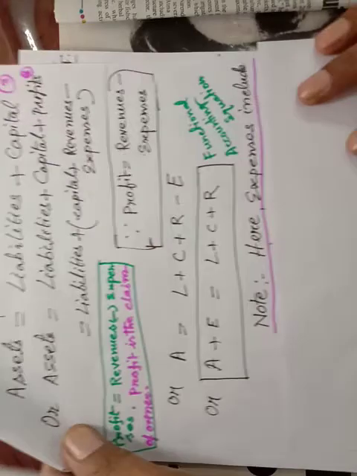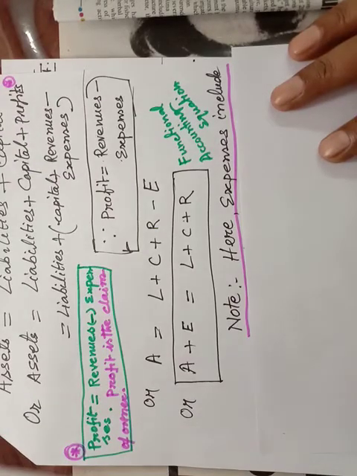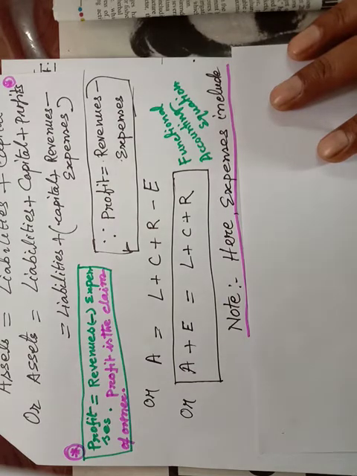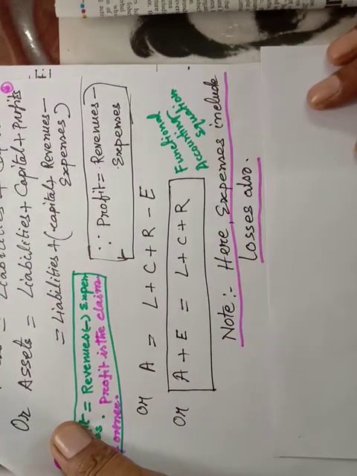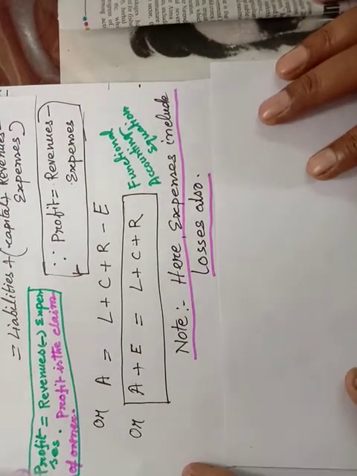Now note, here I have written the functional accounting equation: assets plus expenses is equal to liabilities plus capital plus revenues, that means A plus E is equal to L plus C plus R. This is the functional accounting equation. Note here, expenses include losses also.